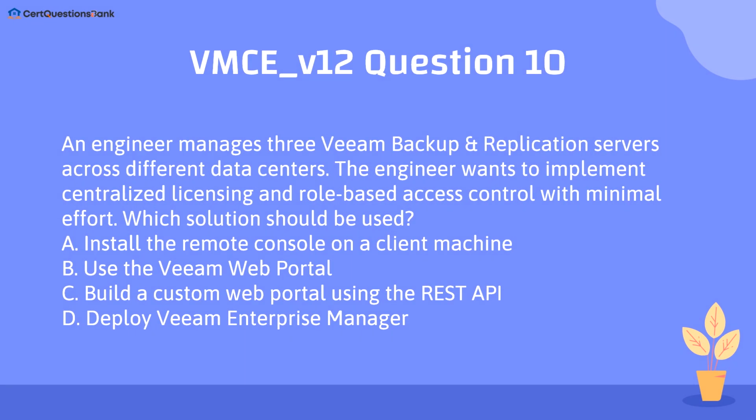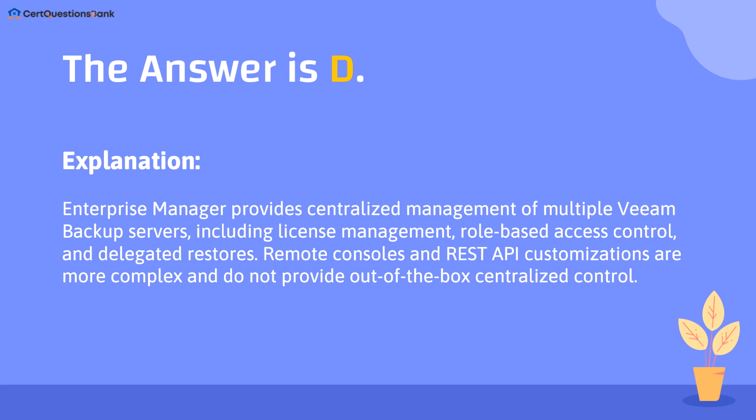An engineer manages 3 Veeam Backup and Replication servers across different data centers. The engineer wants to implement centralized licensing and role-based access control with minimal effort. Which solution should be used? A. Install the remote console on a client machine. B. Use the Veeam web portal. C. Build a custom web portal using the REST API. D. Deploy Veeam Enterprise Manager. The answer is D.